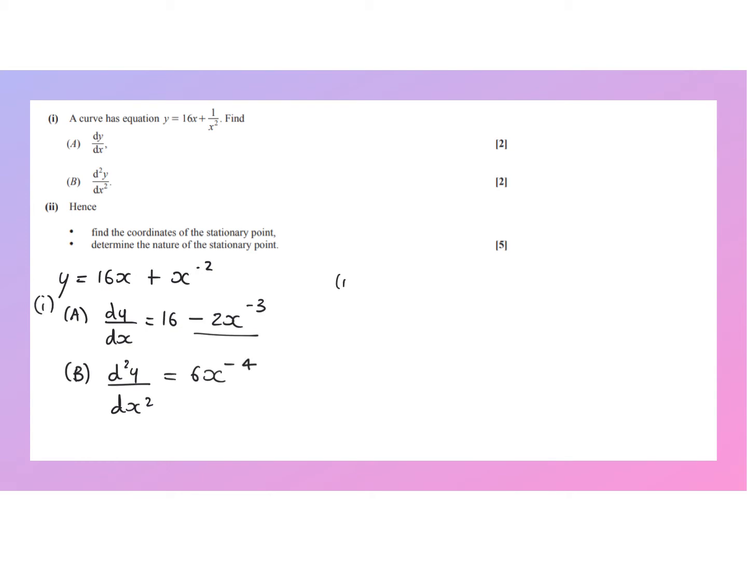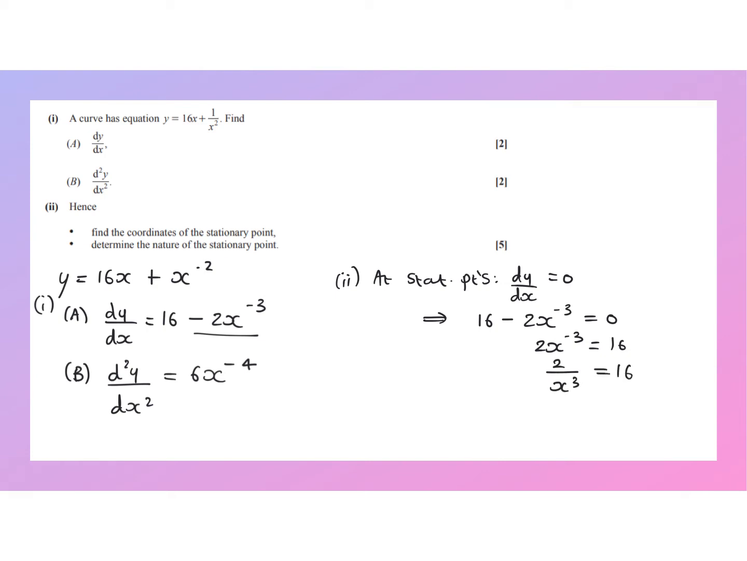Now, for part 2, we know at any stationary points, dy by dx is equal to 0, which gives us 16 minus 2x to the negative 3 equals 0. So that tells me that 2x to the negative 3 must equal 16. That's 2 over x cubed equals 16. So 2 equals 16x cubed, x cubed equals 1/8, and x equals 1/2. Now, that's the x-coordinate of the stationary point.